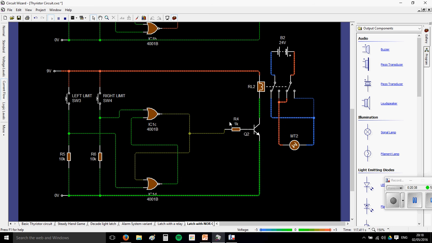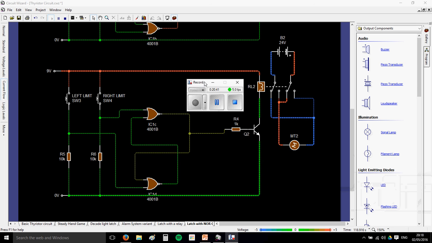Anyway, I've been talking about latches for 20 minutes now. That's more than enough. I'm going to go to bed.